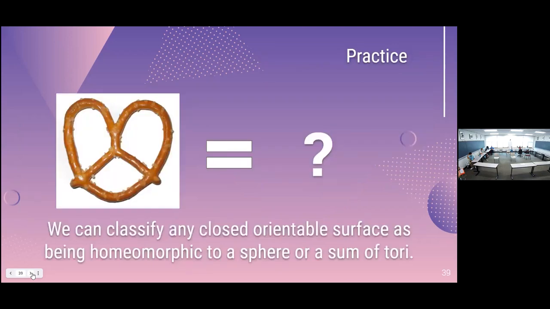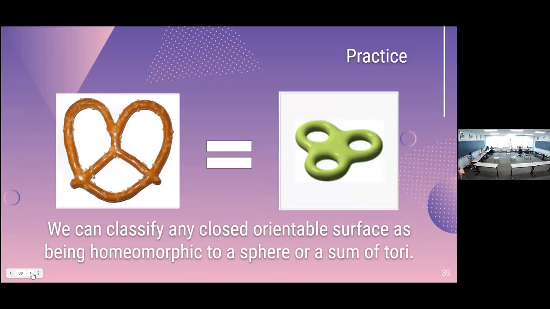So any closed orientable surface can be classified as being homeomorphic to either a sphere or a sum of tori based on however many holes the surface has. For example, this pretzel has 3 holes. So can anyone guess what shape this would be homeomorphic to? If you said a triple torus, then you would be correct. This is because a pretzel has 3 holes and a triple torus also has 3 holes.